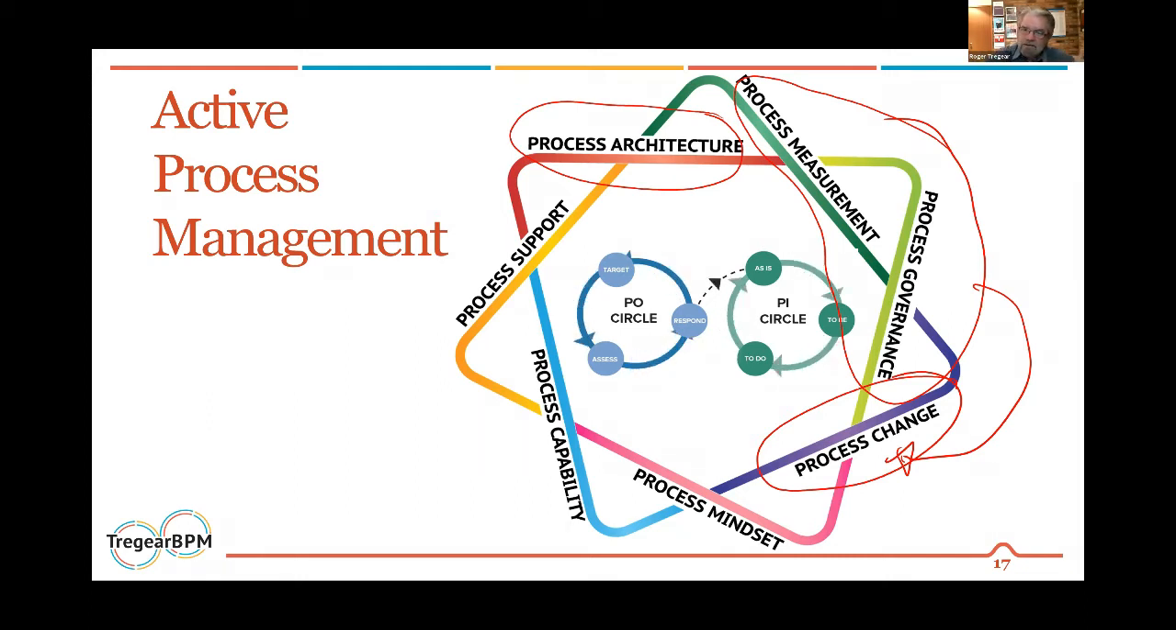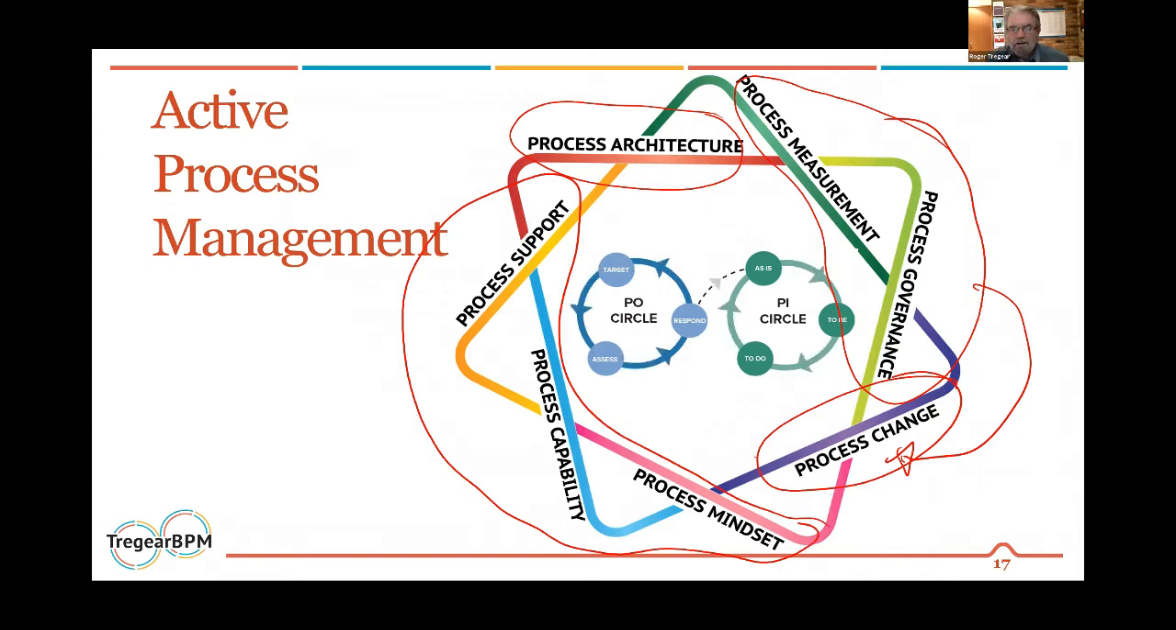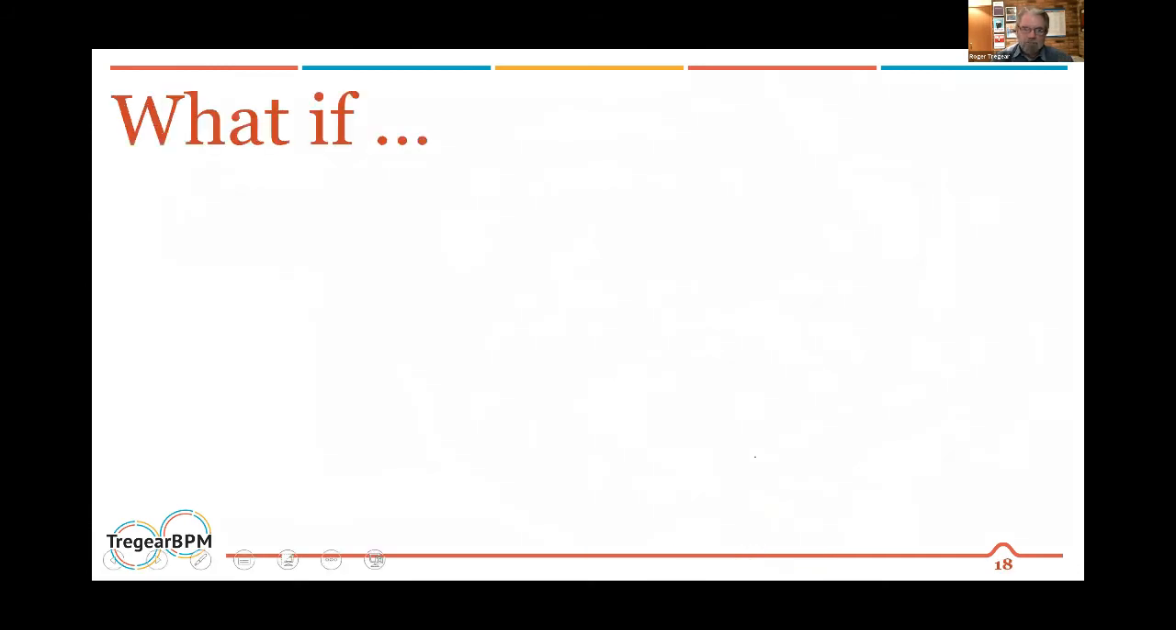So measurement, governance, and change. Architecture, measurement, governance are the sort of infrastructure, the hardware, if you like. Change is the purpose. And we still need to have the process culture and capability and support going on to be able to do all of those other things. So we're not pushing them to the side. They're all inextricably woven in with what we're trying to do. So active process management is the physical things. What are the practical things we can do to actually make this work?